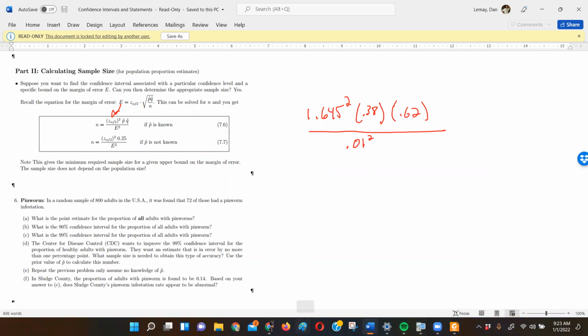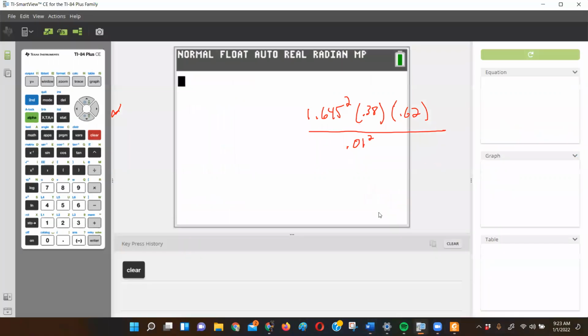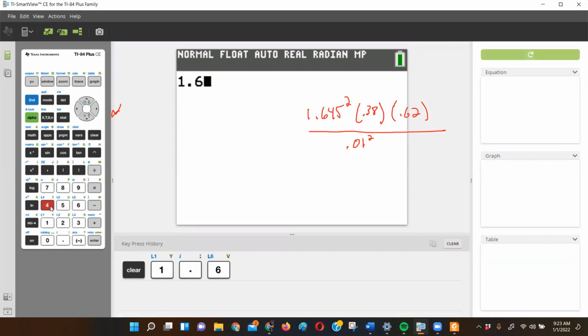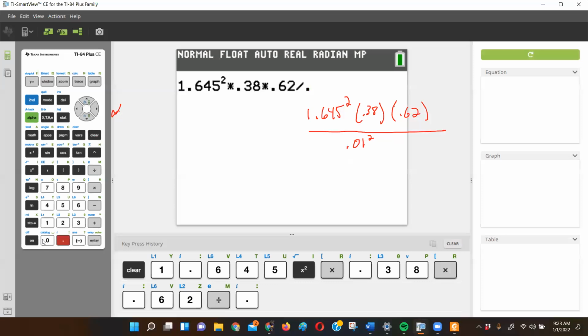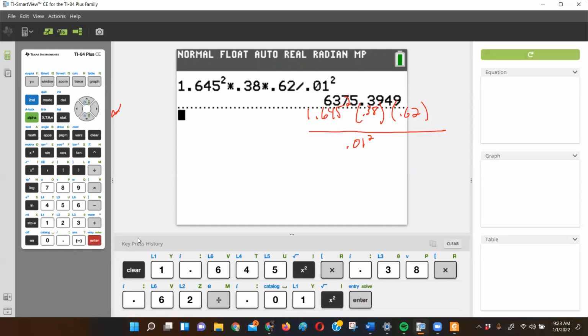Now you can use a Google calculator, a regular calculator, or your phone calculator. I've got a graphing calculator set up right here, and I'm just going to key it in right the way it is. So 1.645, I'm going to square that, multiply it by 0.38, multiply that by 0.62, divided by 0.01 squared. When it equals, I get that number.